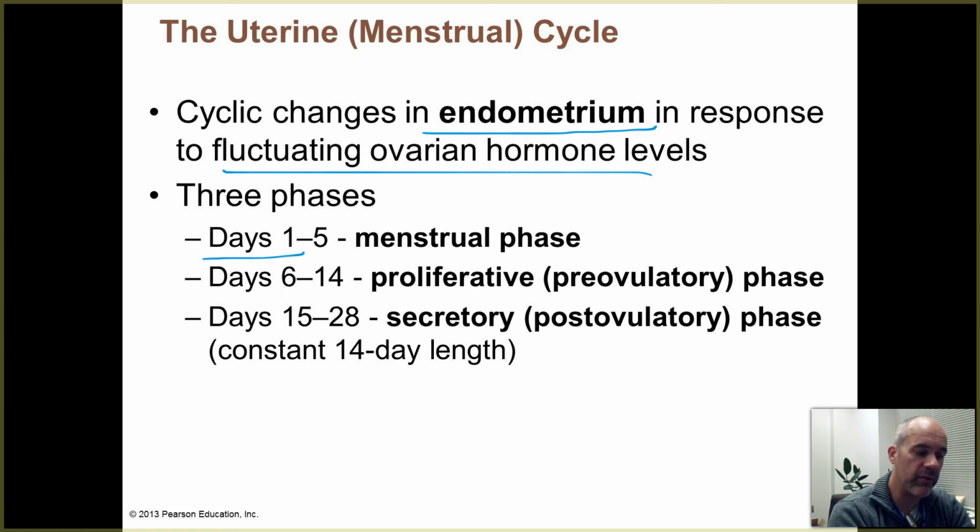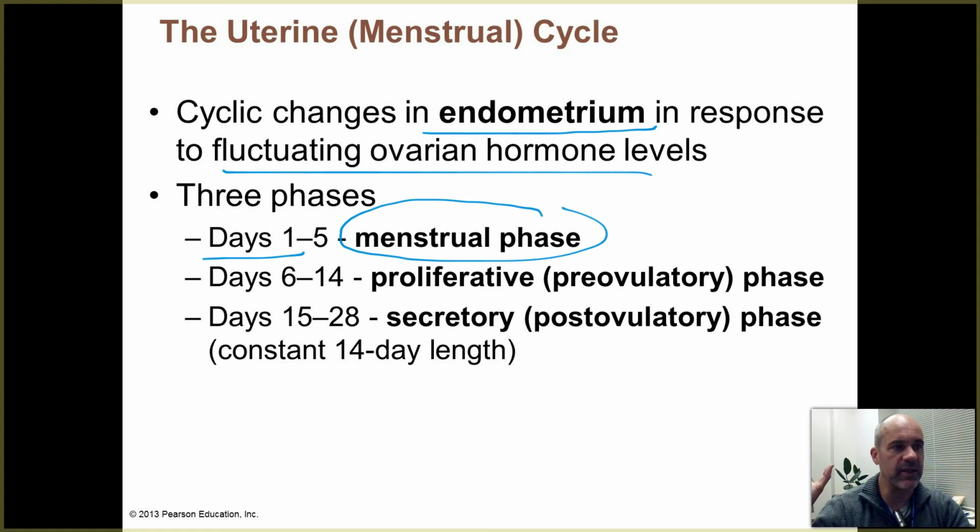So days 1 through 5, that's actually considered to be the menstrual phase. That's when a woman is experiencing her period or menstruation. That's where the endometrial lining that was generated the previous month is sloughed off. So this has to be recreated each month to make sure that it's healthy and is producing good, nutritious fluids for an embryo if it attaches. So it has to be recreated each month.